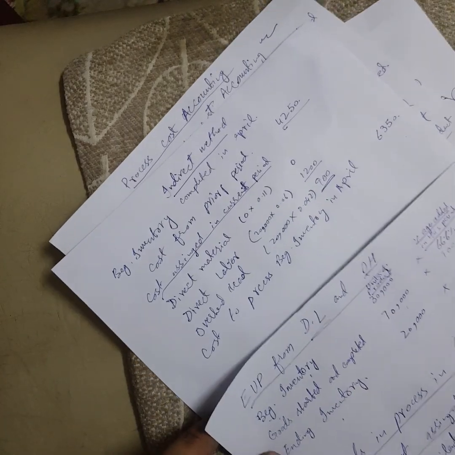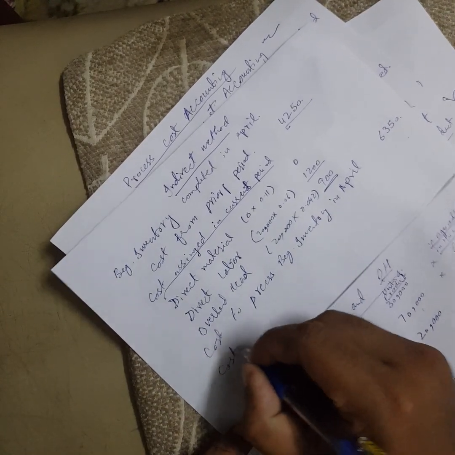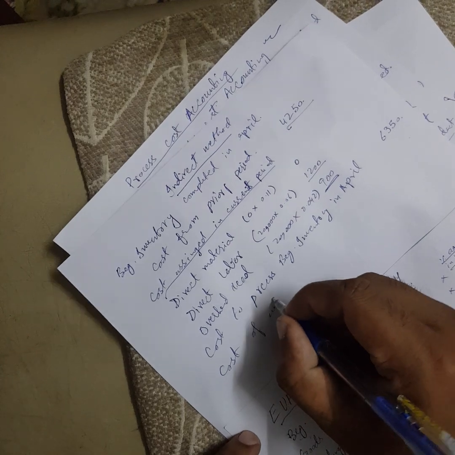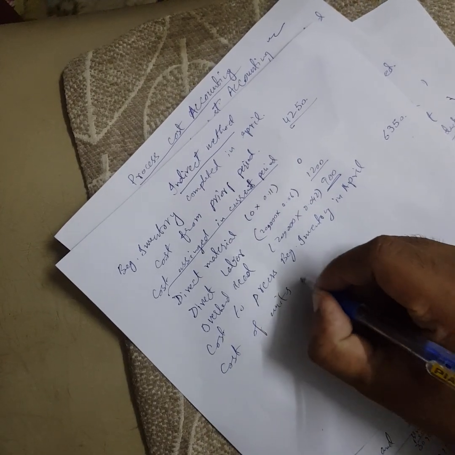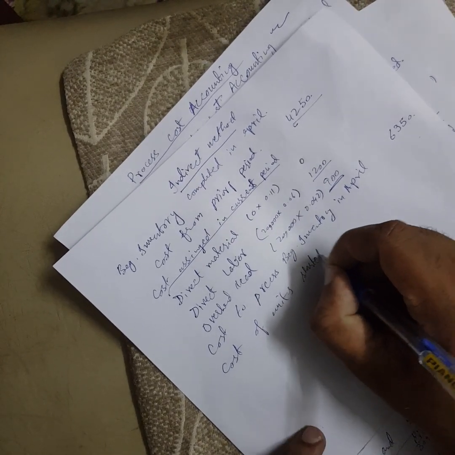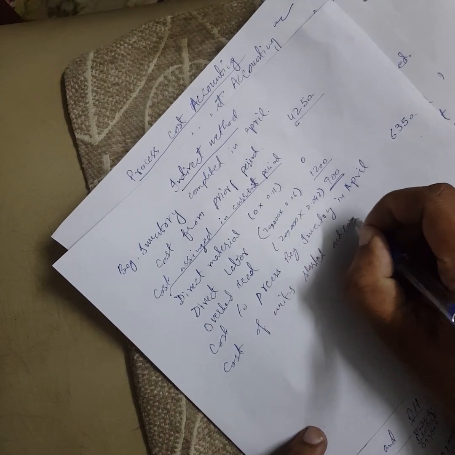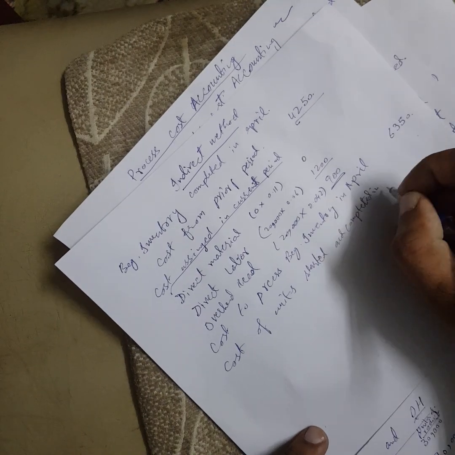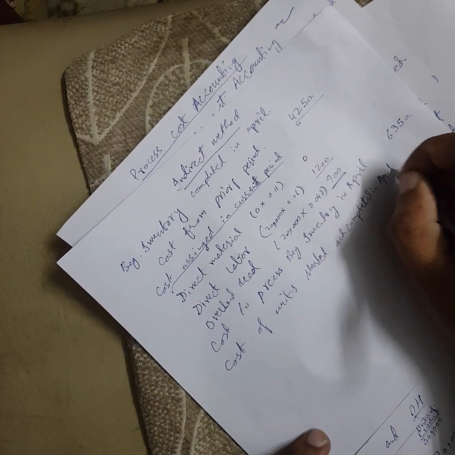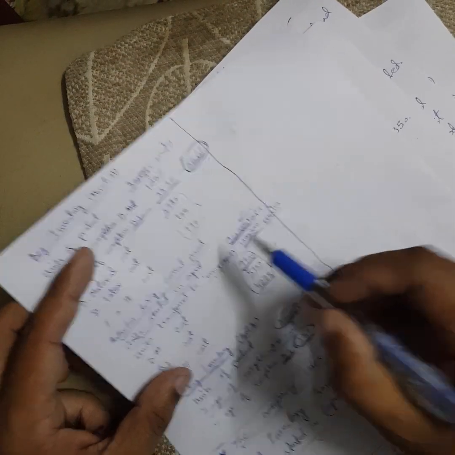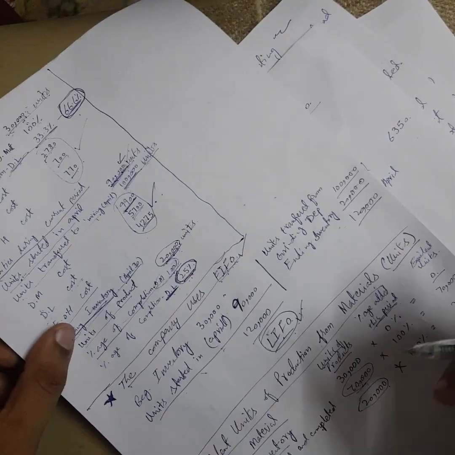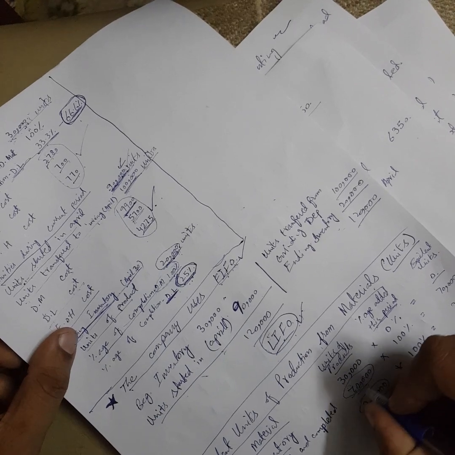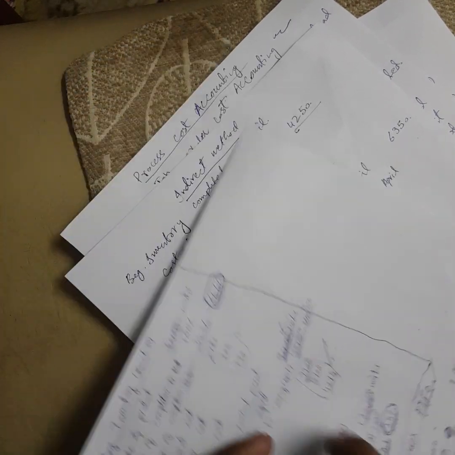Then comes cost of units started and completed in April. Those were 70,000 units. 70,000 units that were completed during the period.